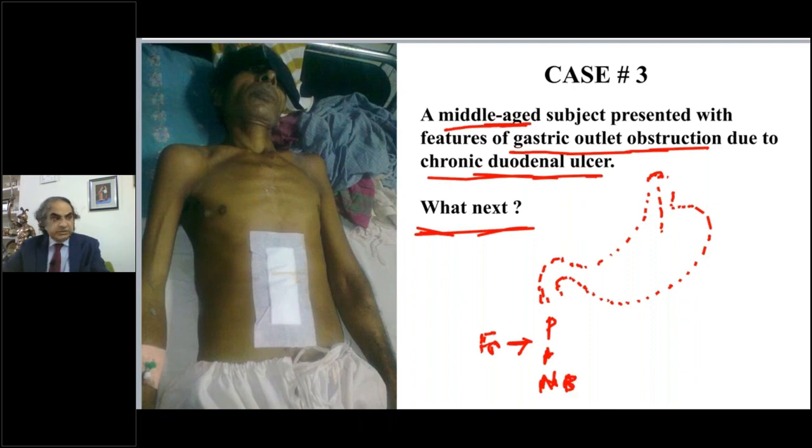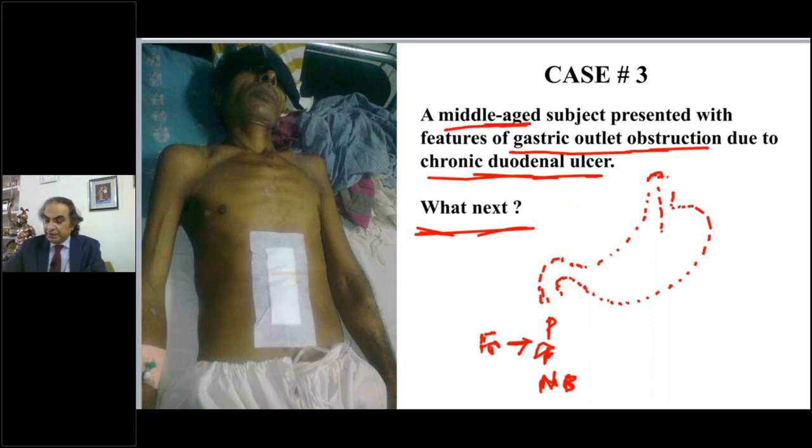Now, there would be other features. Now, how do you proceed next? Sir, what do you do? Upper GI endoscopy. That's the first investigation you would do.